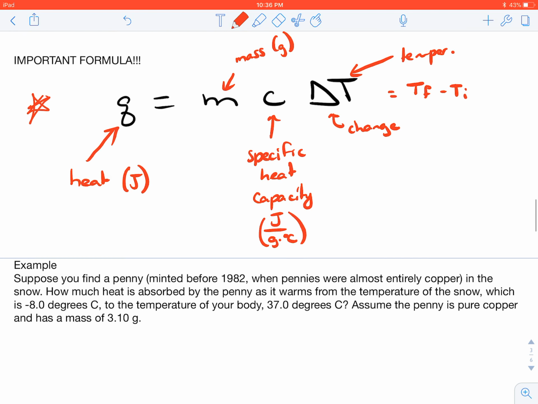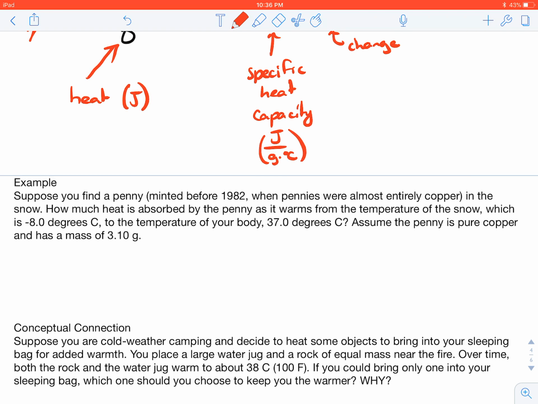So let's see if we can do an example real quickly using that formula. Suppose you have a penny minted before 1982 when pennies were mainly copper. Right now they're quite a bit zinc and a little bit of copper. So we're now going to talk about mainly copper. We found a penny in the snow. How much heat is absorbed as it warms up from negative 8 degrees Celsius to the temperature of your body, 37 degrees Celsius? And we're assuming the penny is pure copper and has a mass of 3.10 grams. So take a couple of seconds, write down the important facts, and I'll be back with you in just a second.